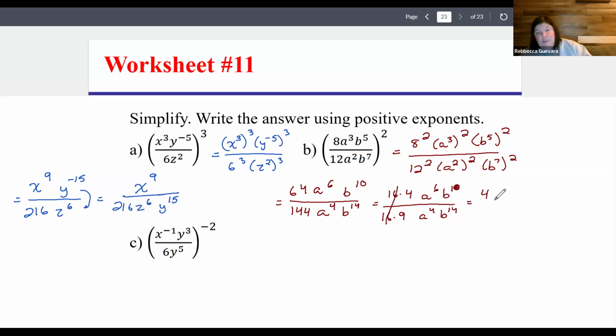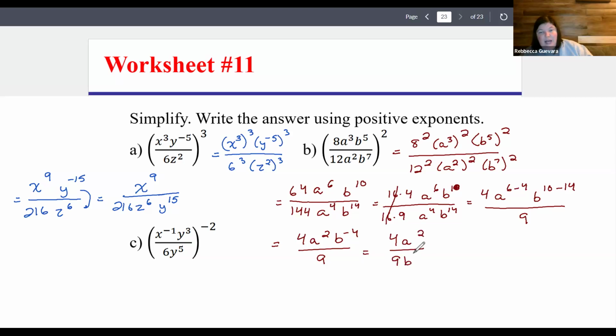So we have 4, and then we have a to the 6 minus 4. Then we have b to the 10 minus 14. This is going to be over 9. So we are going to have 4a squared, b to the minus 4 over 9. We want positive exponents, so it's 4a squared over 9b to the positive 4th.